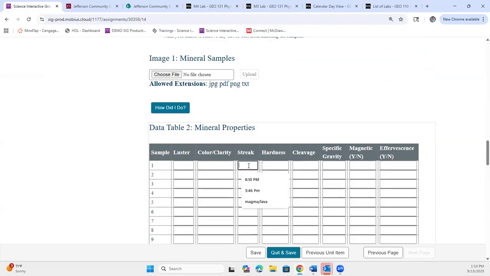Streak, we just said black or gray black. Hardness. Now it didn't scratch the streak plate, so our next thing is we should try our glass plate. So I'm going to take out my glass plate.